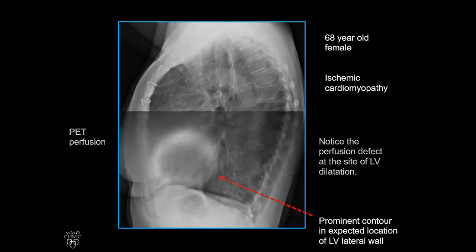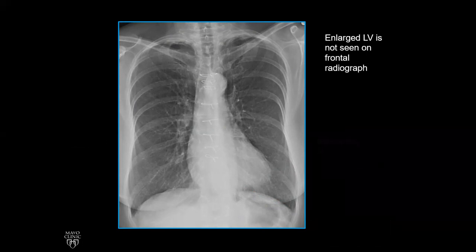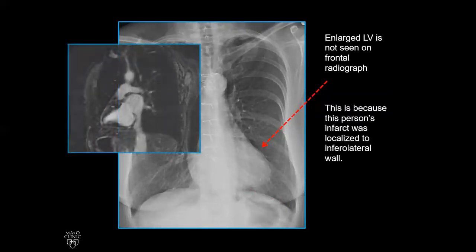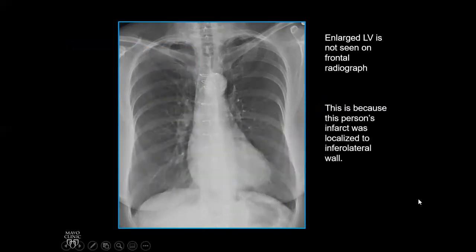Notice the perfusion defect is at the site of LV dilatation. We go to the frontal, and that LV enlargement isn't as prominent here as it is on the lateral. It's not as well seen on the frontal radiograph. This is because this person's infarct was localized to the inferolateral wall, which is there. Here's our FDG PET scan showing the contour of the left ventricle on this frontal radiograph.